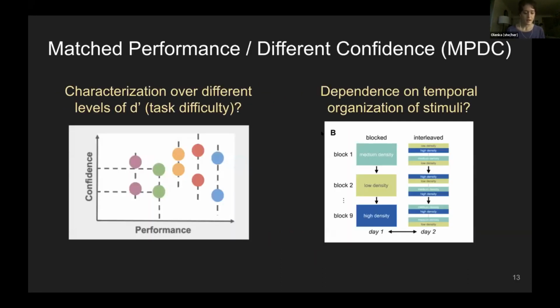Okay, so because confidence and accuracy don't always correlate, we need conditions in which these are matched so we can make meaningful observations about the change in confidence. The takeaway with the dissociation is that because these two processes dissociate, there could be different underlying cognitive processes that contribute to them. And we don't want to be making conclusions about the wrong cognitive process. So in working to account for this confound, we are looking at two specific questions about the MPDC effect, and that is its characterization over different levels of D prime or task difficulty, and also its dependence on temporal organization of trials.